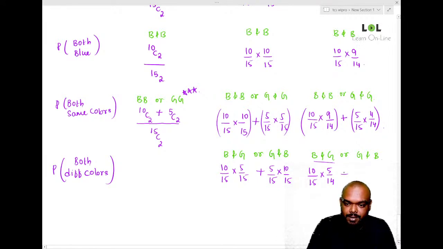Or the next one. First green will be what? 5 by 15. And second one, blue will be what? Tell me for blue here. What is that? 10 by 14. Perfect answer.